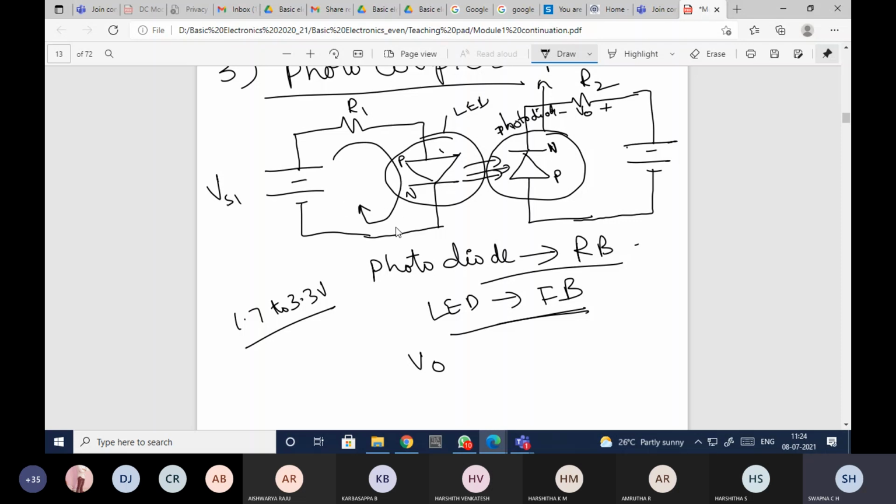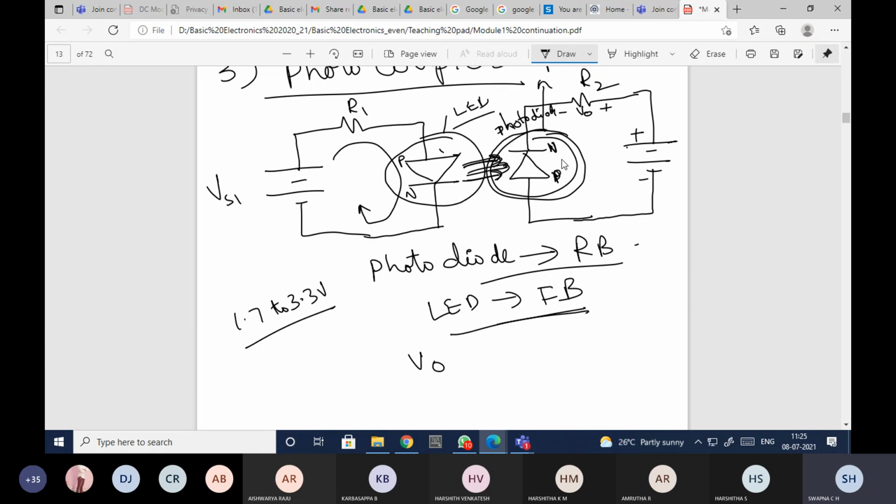So the current is flowing. The recombination of electrons and holes will be happening in the LED. So the LED will emit the light. That light which is illuminated by the LED will fall on the photodiode. And if you observe, the photodiode is reverse biased, because the photodiode is used in the reverse bias characteristics. So P is connected to negative and N is connected to positive.